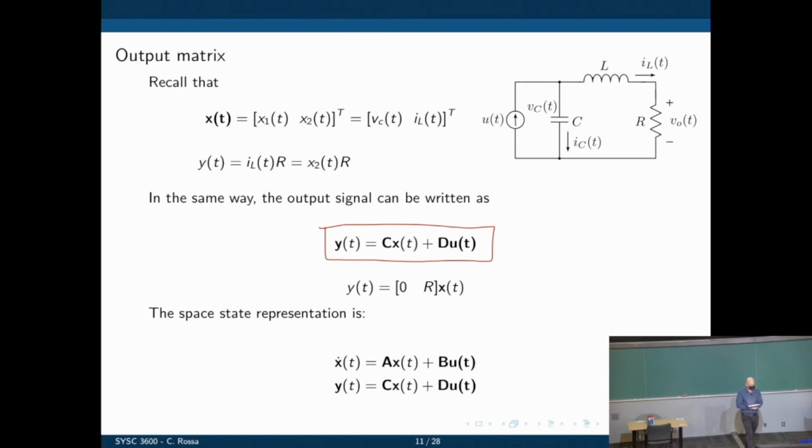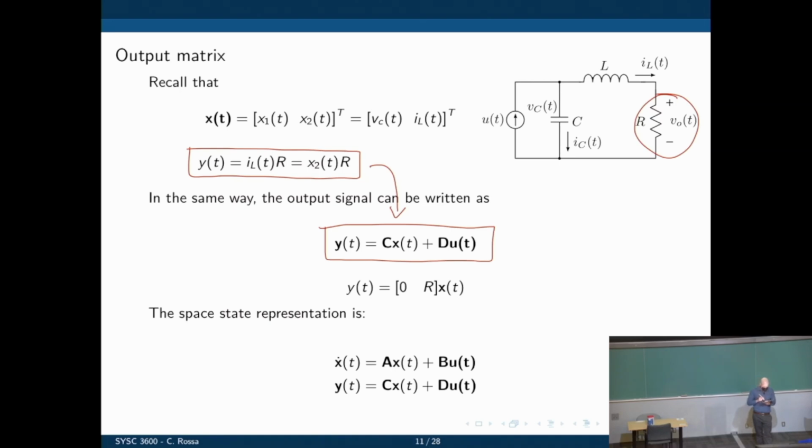y of t equals C times x plus D times u. So x is the vector of states, C is a matrix, D is another matrix that we have to define, and u is the input. We defined our output as the voltage across this resistor, which turns out to be IL times R, or x2 times R. That's the only equation you need to represent in the matrix formulation.